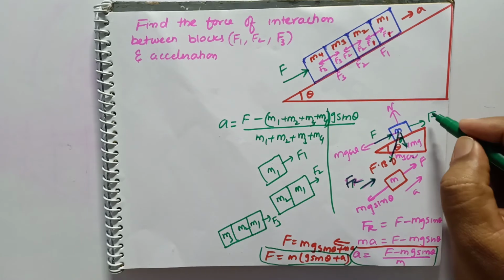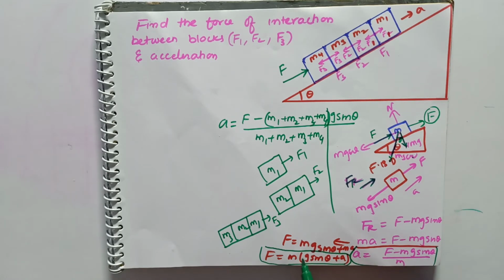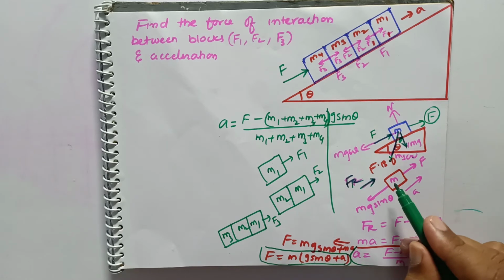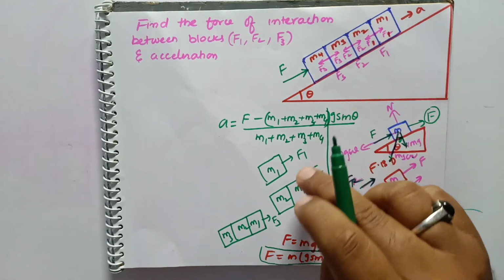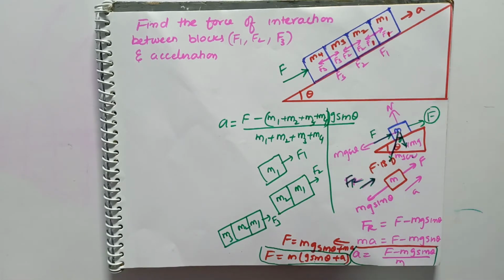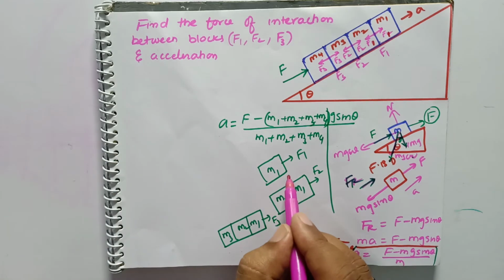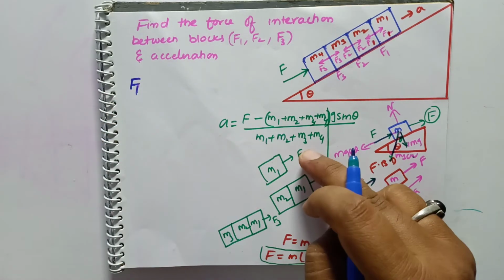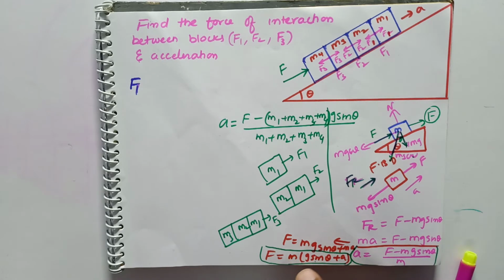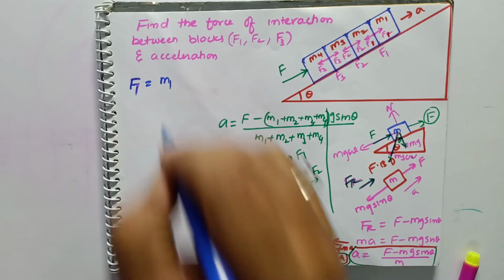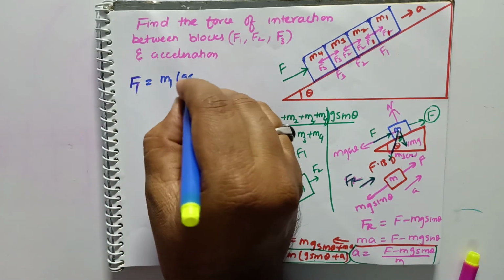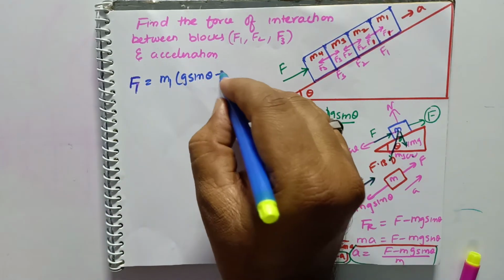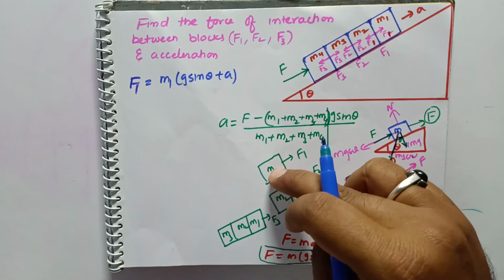Now, as we are finding f here, how much is f? F is considered to be m into g sine theta plus a. Understand? This is a general formula for a single block. Then for f1, what are you going to write? It's very simple here. For f1, you write m1 here, and this is g sine theta plus a, because a single mass is present here.